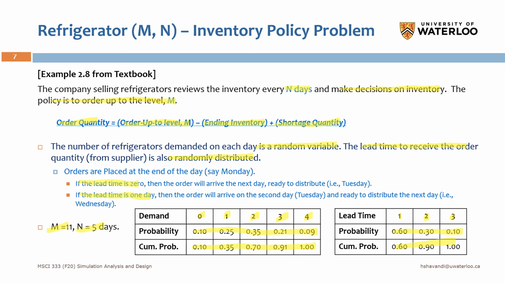We are assuming that the maximum inventory level is 11 and the number of periods that we are going to review the inventory for ordering is 5 days. They can be changed, right? So we may try different values for m and n, and then find the one which actually generates better performance in terms of the inventory cost, right? Then we can say that's optimal.